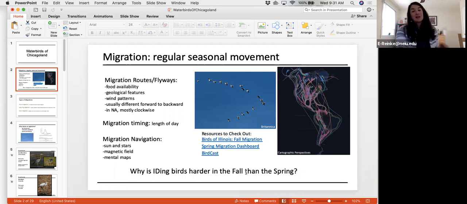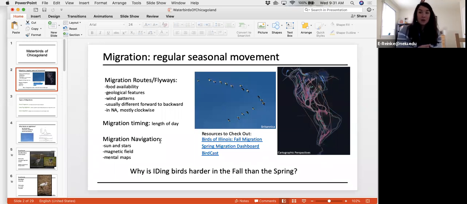But that Birdcast is a really great resource for checking that out. So I want to pose a question for you. Now that you know a little bit about at least how and when migration happens, why is IDing birds generally considered to be much harder in the fall than in the spring? So think about this a little bit.